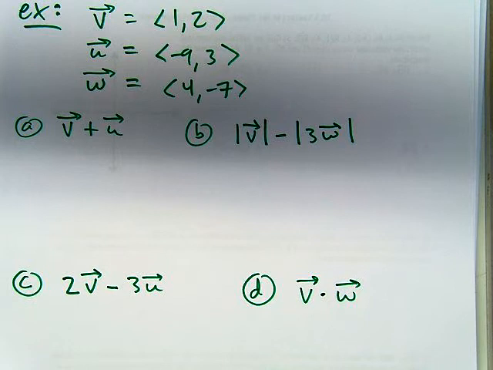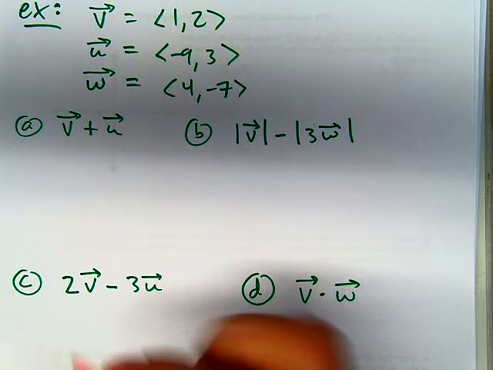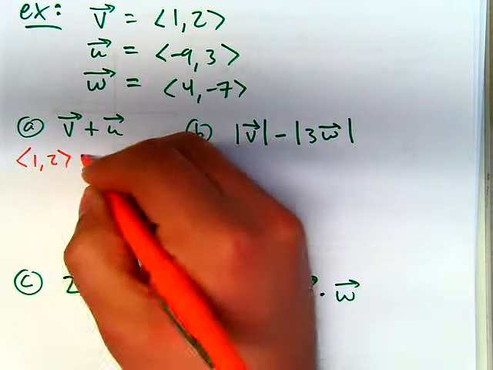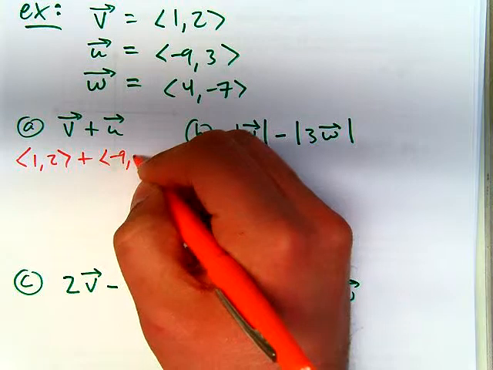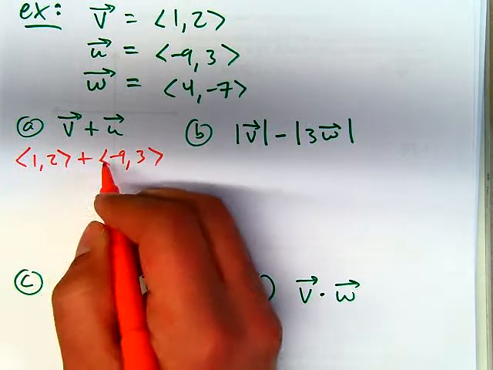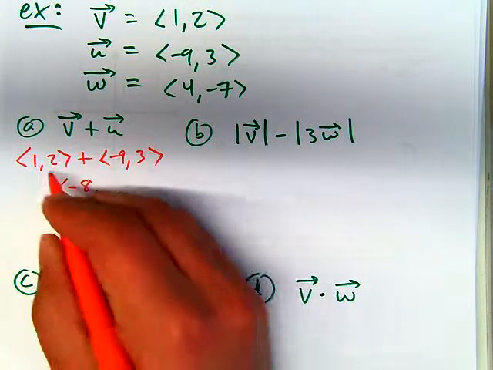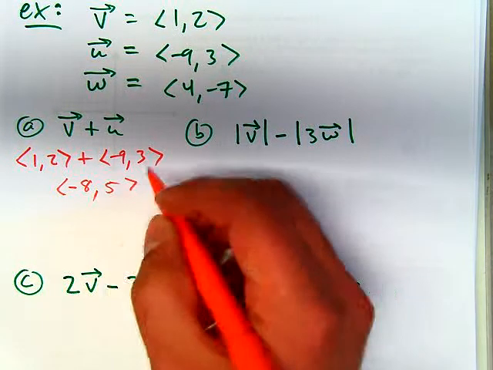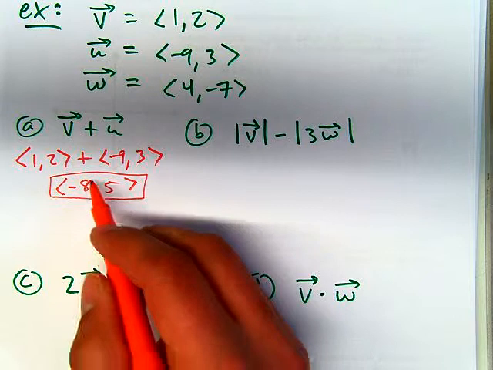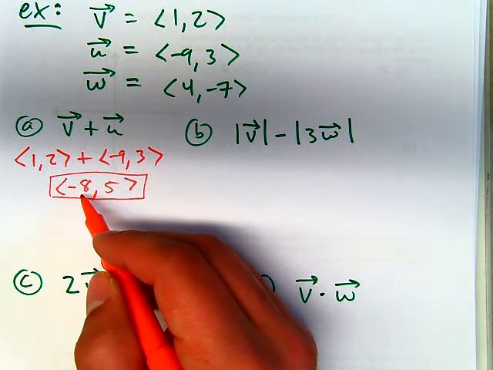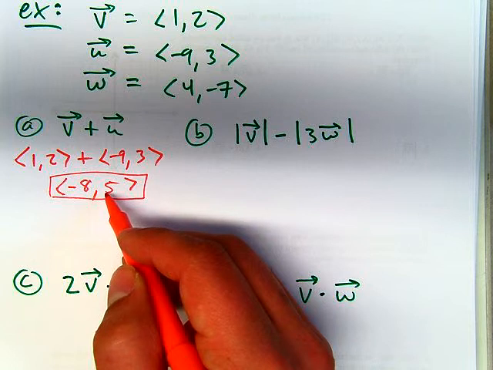Okay. So these are all very easy computations to do as long as you remember the rules. So for v plus u, that means we're going to take the components of v, the components of u, and just add them up. So 1 plus negative 9 gives me negative 8. 2 plus 3 gives me 5. There's my answer. So when I combine these two vectors by addition, I get a new vector with a horizontal component of negative 8 and a vertical of 5.